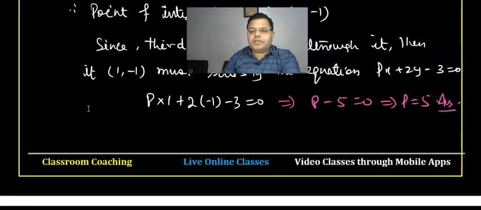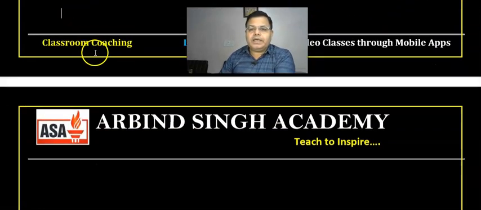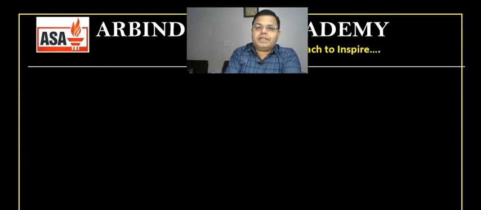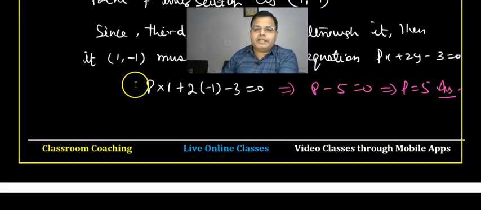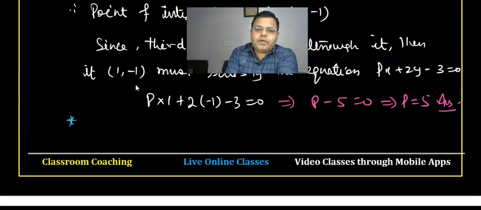There is another method in which we can solve this question. For the value of p, the three lines are concurrent. Note and remember this: if three lines intersect each other at a common point, then they are called concurrent lines. So one trick, method 2, is this. Let me write the definition: concurrent lines.